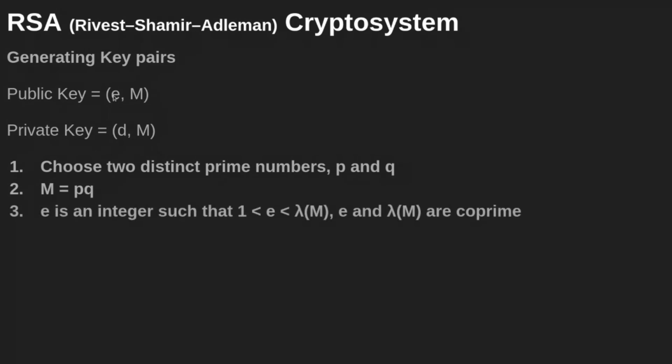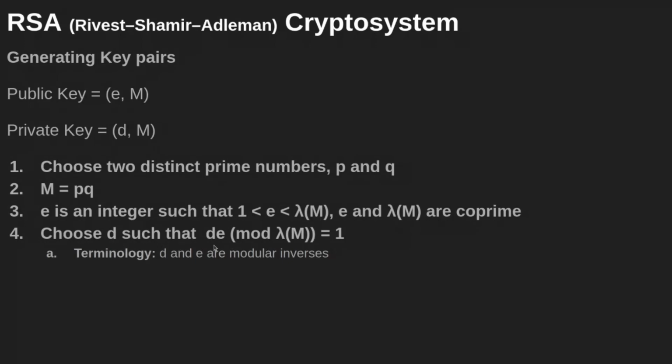And then you choose E to be some integer such that 1 is less than E is less than the Carmichael's λ(M), and E and λ(M) are coprime, so they have no common factors except for one. And then you choose D such that D multiplied by E modulo the Carmichael's λ(M) is equal to 1.